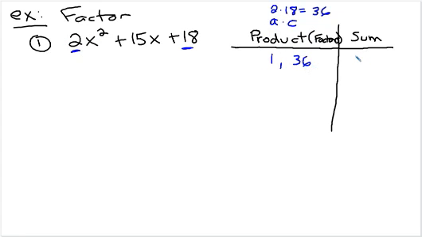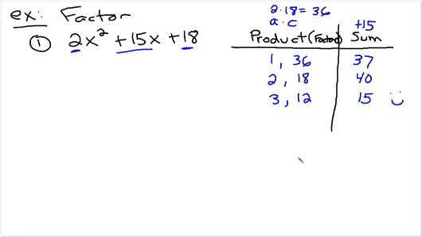But when I add those two together, I get 37. What is the sum that I want? Just like before, it's positive 15. So what if I did 2 times 18 to get 36? Those two add up to be 40. That doesn't work. How about 3 times 12? 3 times 12 is 36, and 3 plus 12 is 15. That's the combination we want.